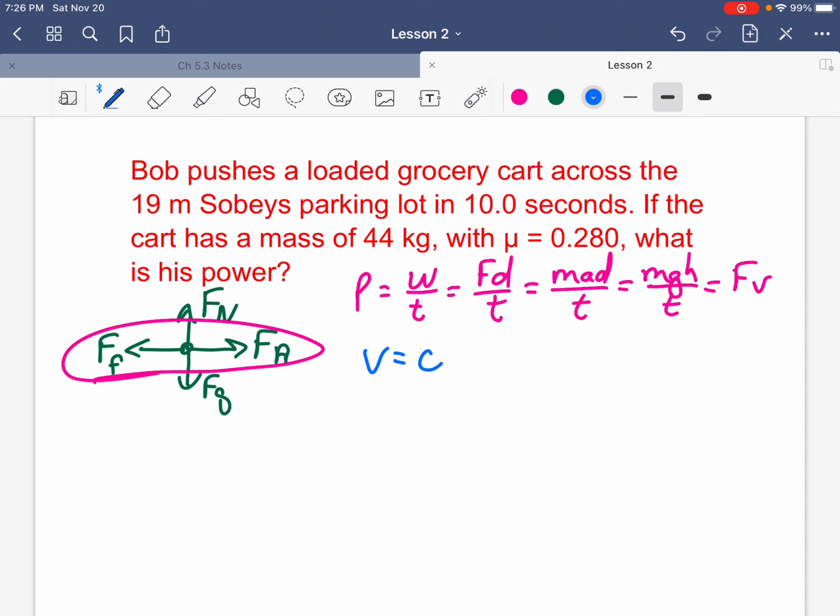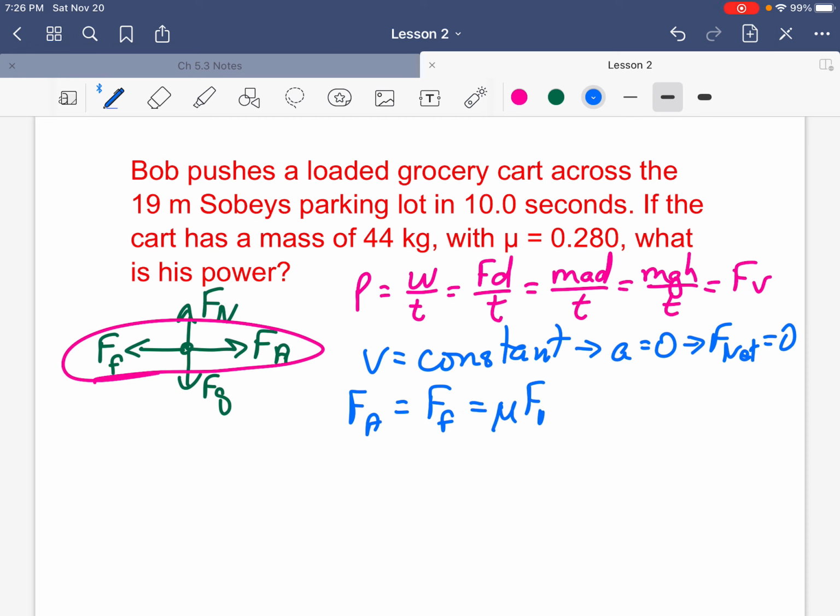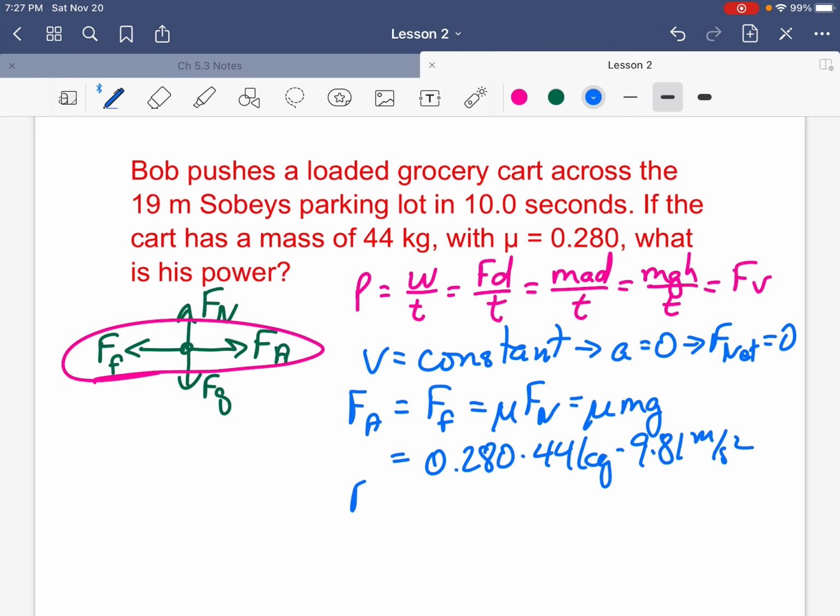Now, here it's implied that V is constant. If it wasn't, we would talk about V initial, V final, acceleration, displacement, time. Velocity is constant, then a is 0, which means F net is 0. If F net is 0, then force applied equals force of friction. So we don't know the force applied, but we know force of friction is mu times force normal, which is mu mg. That would be 0.280 times 44 kilograms times 9.81 meters per second squared. So force applied is 120.85 newtons.